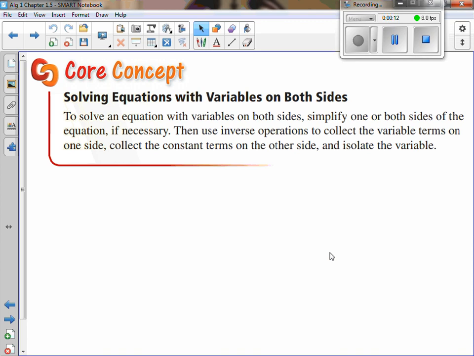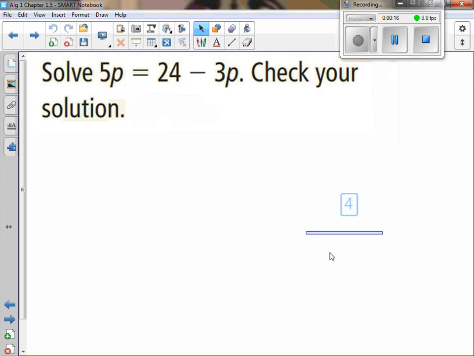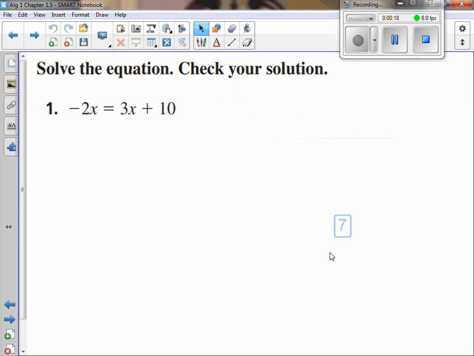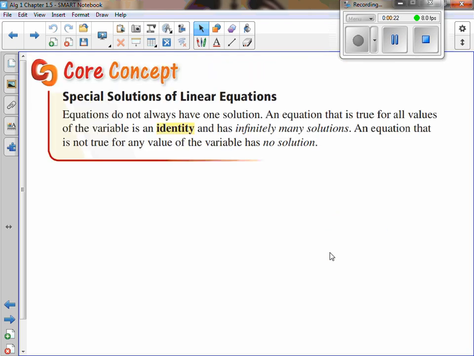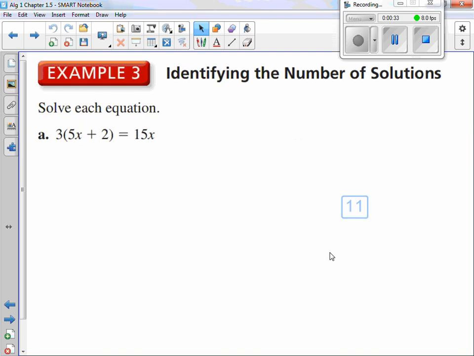Solving variables with both sides. To solve, we simplify both sides. Now we did most of these yesterday. Now, special solutions of linear equations. Linear equations do not always have one solution. An equation that is true for all values of the variable is identified as having infinitely many solutions, and if it's not true, it has no solution. And we'll get into specifics of what that is in a minute.